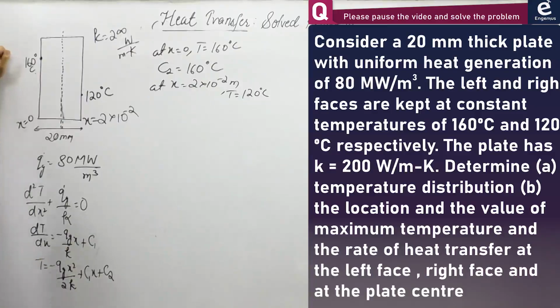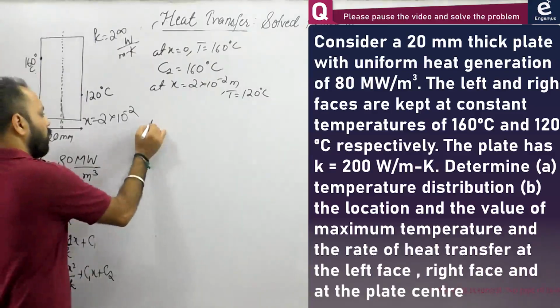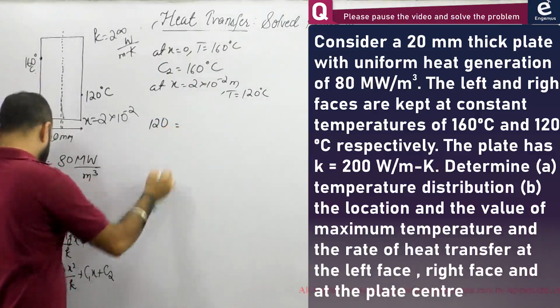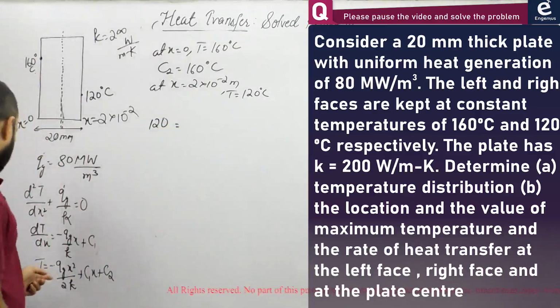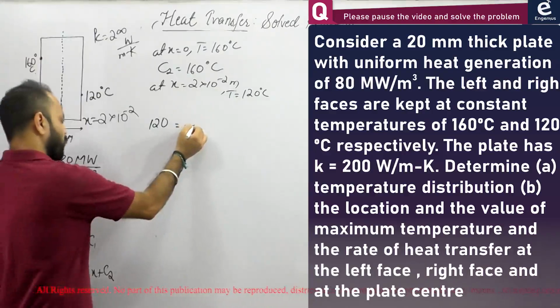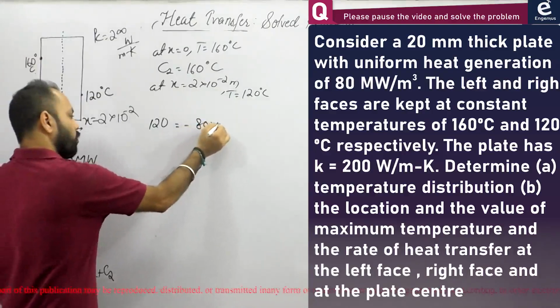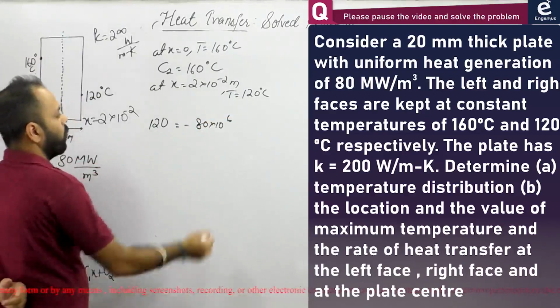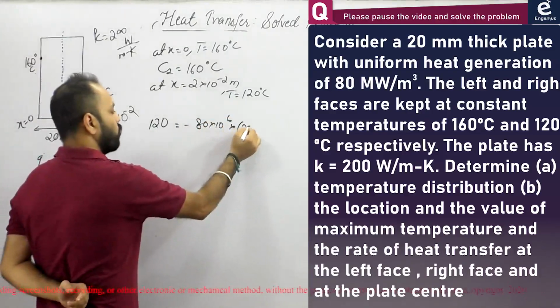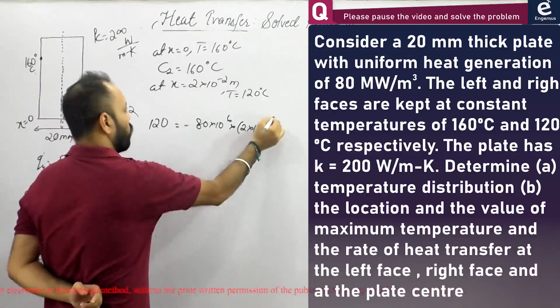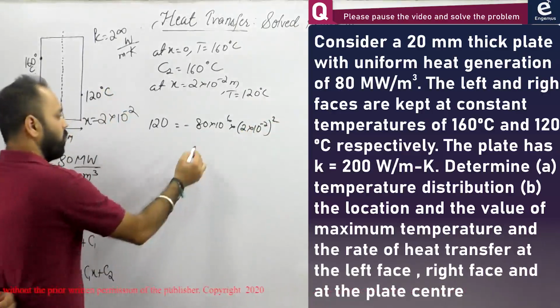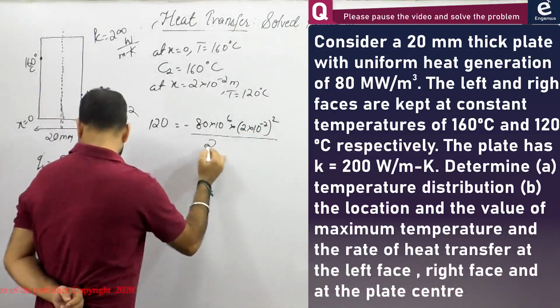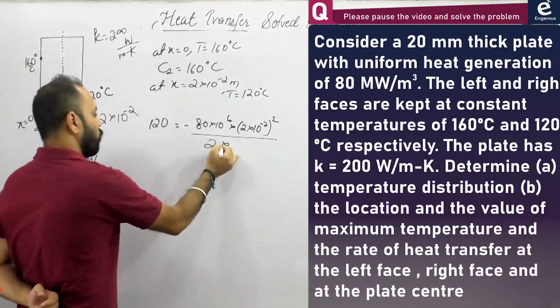In the same equation, you can write this T is equal to 120. Let us check the units. Minus 80 megawatt, so minus 80 into 10 power 6 watt per meter cube into x square. What is x square? Into 2 into 10 power minus 2 square. ध्यान से put करनी है values. Divided by 2k. What is k? Into 200.